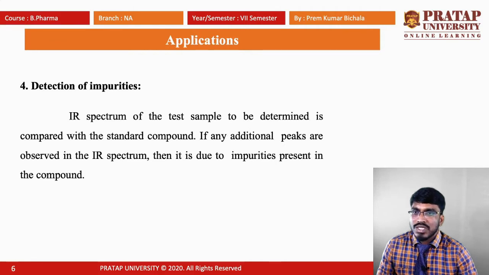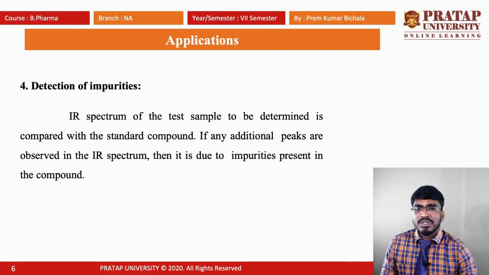Then the fourth one, detection of impurities. In this portion, the IR spectrum of the test sample to be determined is compared with the standard component. If any additional peaks are observed in the IR spectrum, then it is due to impurities present in the compound.